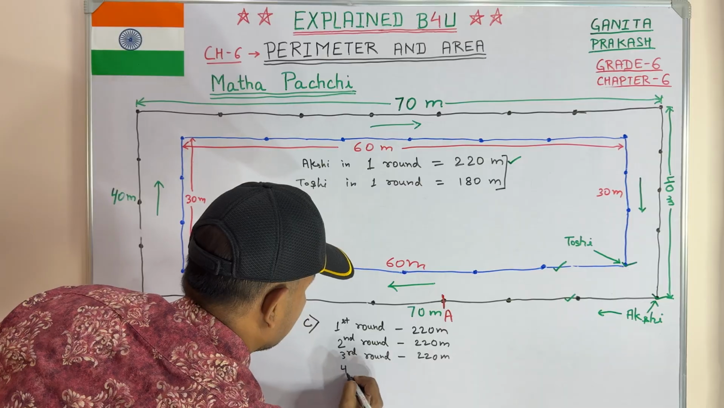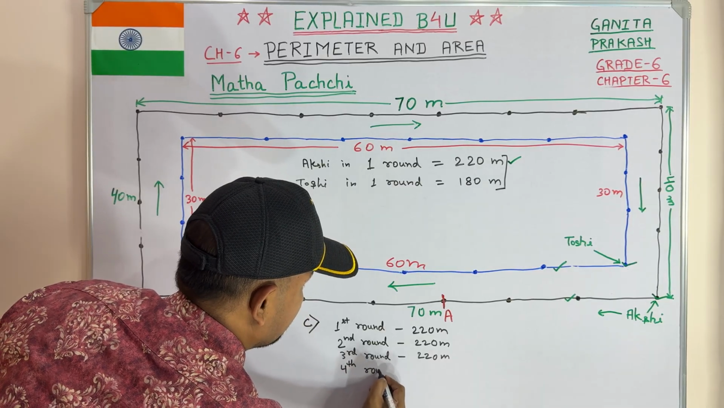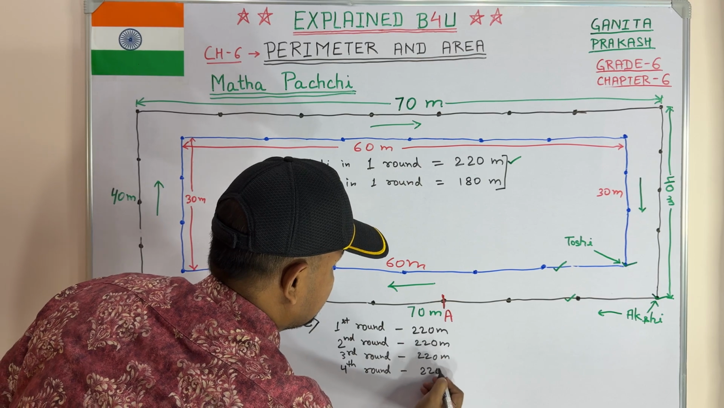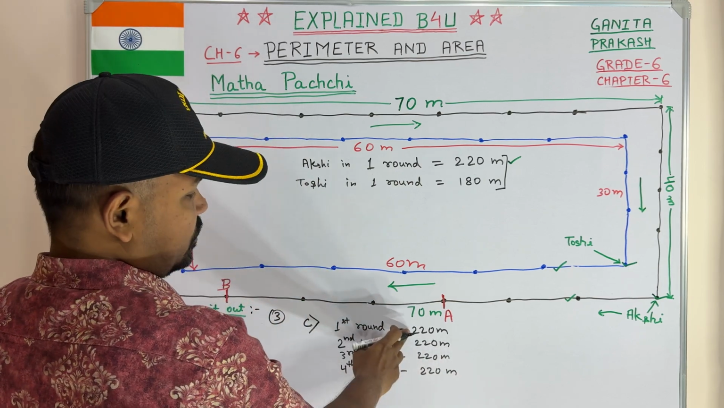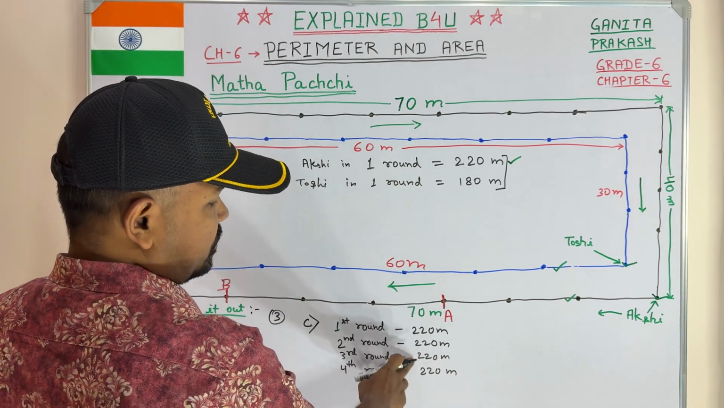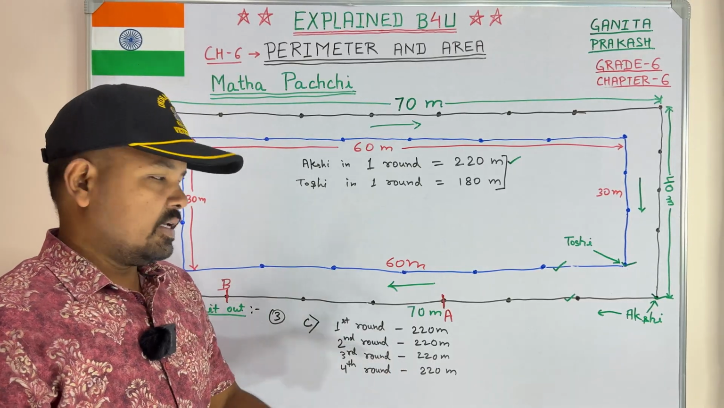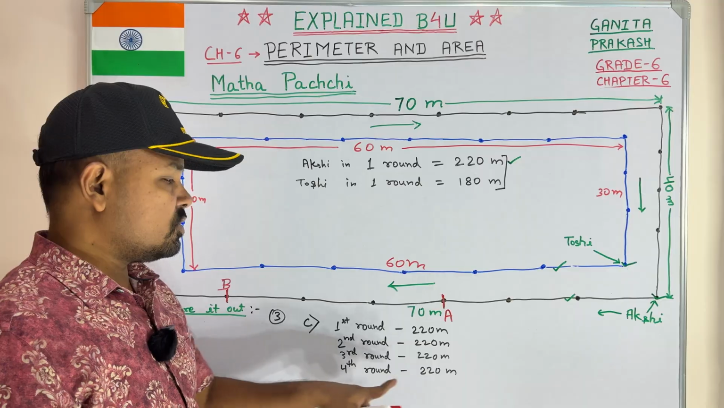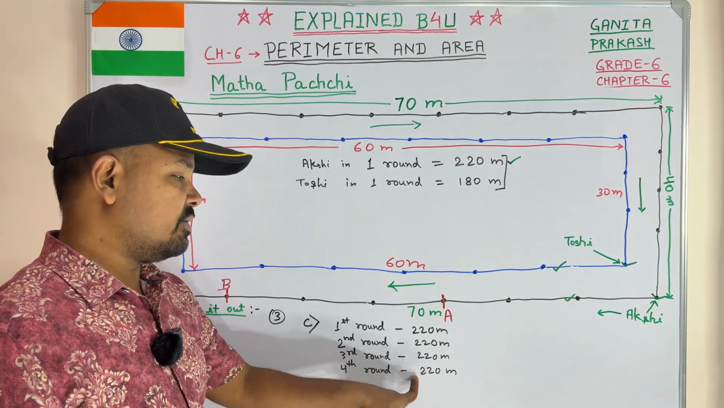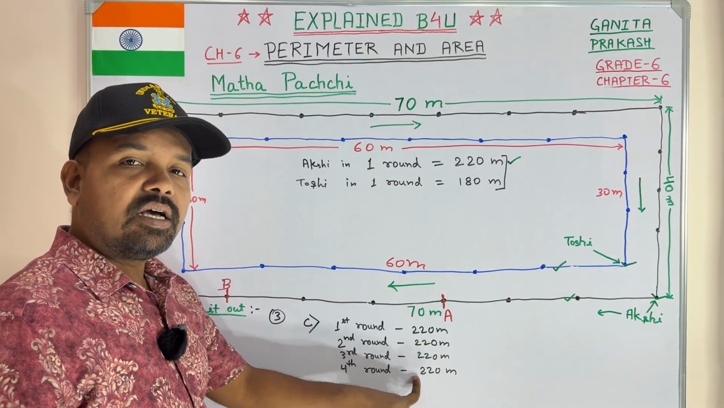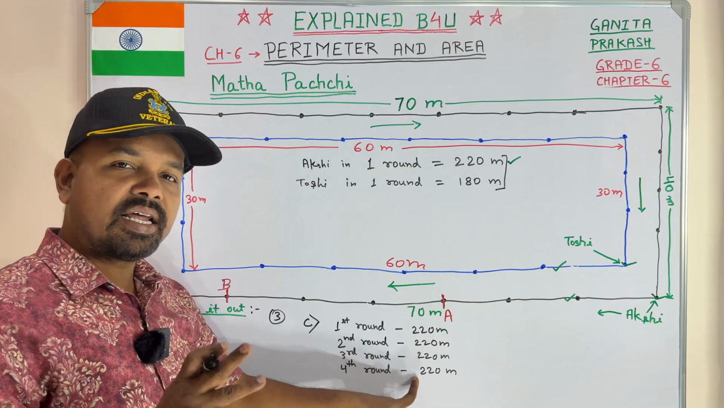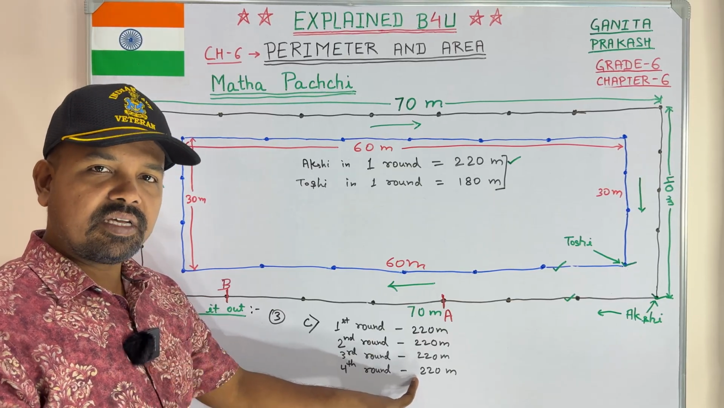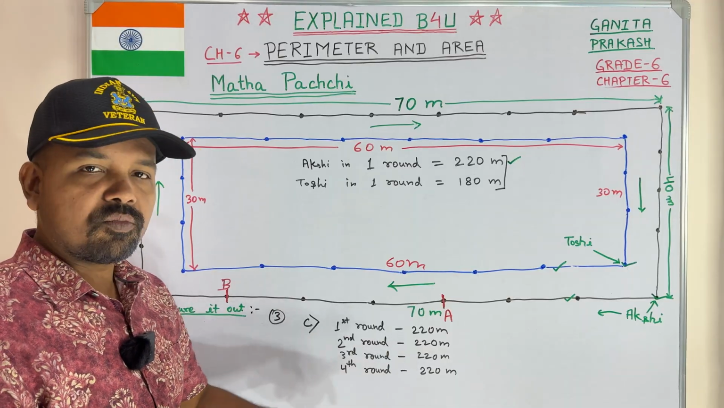Fourth round, again 220 meters she has covered. So this total is how much? 880. If you do the total, she has covered 880 meters in 4 rounds. Still how much is left? If you subtract 1000 minus 880, 120 meters is yet to go, 120 meters are left.